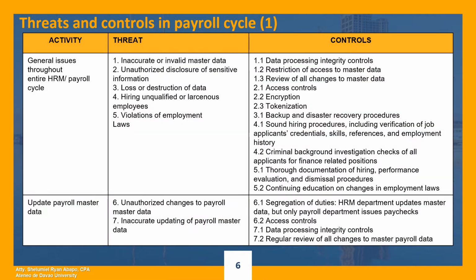Right. Let's proceed to the threats and controls in a payroll cycle. The first will be the general issues throughout the entire HRM and payroll cycle. The first threat will be the inaccurate or invalid master data. Okay? The inaccurate employee master data could result in over or under staffing. It can also create inefficiencies due to assigning employees to perform tasks for which they are not fully qualified. Also, inaccurate payroll master data results in errors in paying employees that can create significant morale issues.